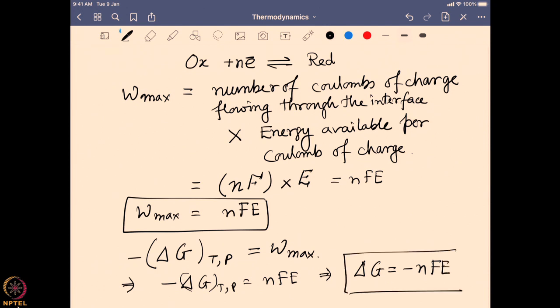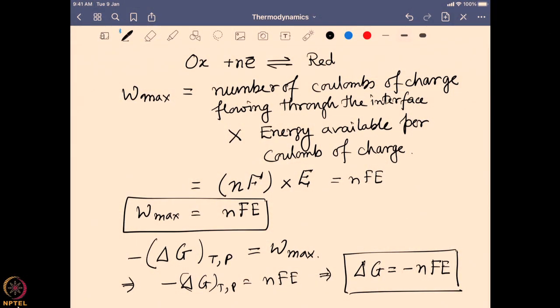So for an electrochemical cell, we can easily find out the overall Gibbs free energy change, which is nothing but minus nFE. n is the number of electrons involved in this redox change. F is the Faraday, which takes care of the overall coulombs of charge available. And E is the energy available for this particular reaction per unit coulomb. So this is the factor that comes into the picture.